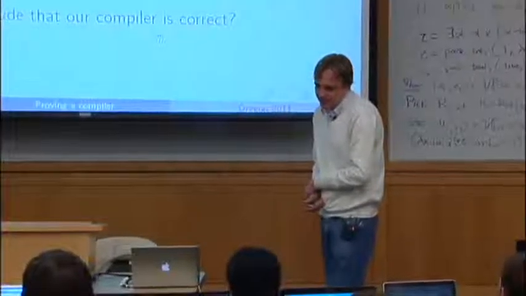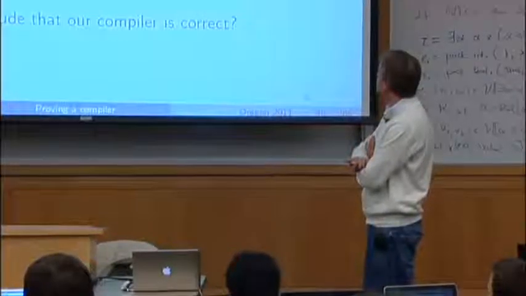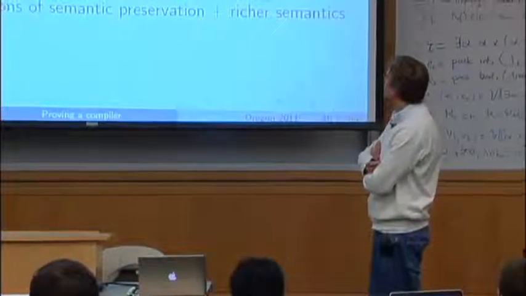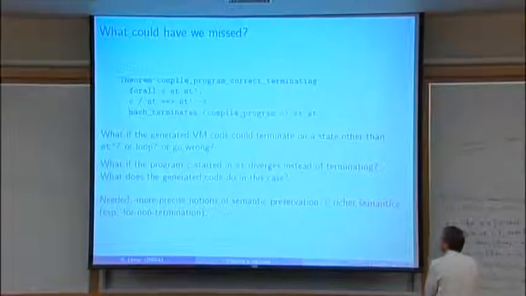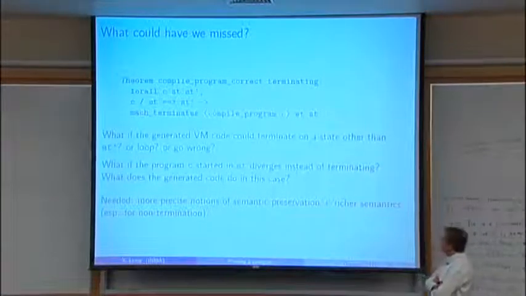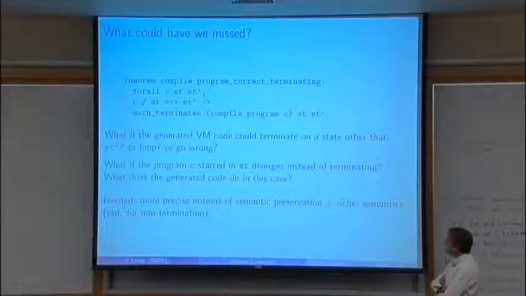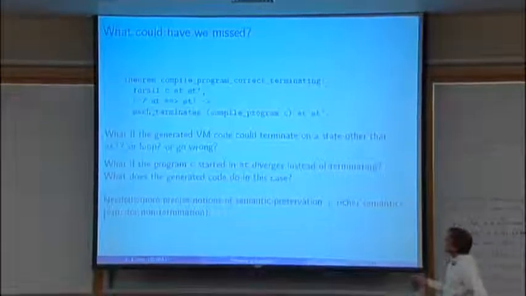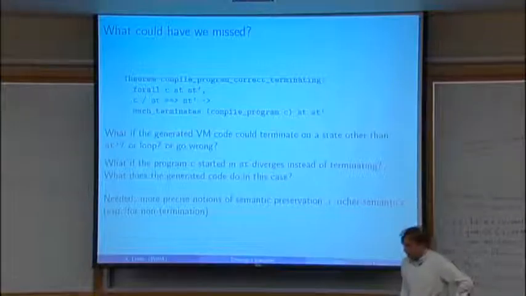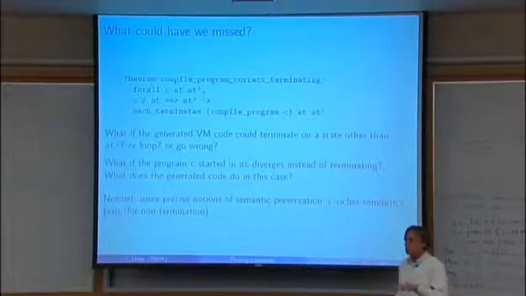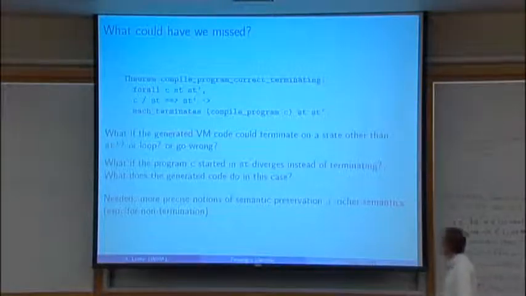All right. So yeah, that's what we get, and let's see what did we miss, or what could we have missed? So we know that if the command terminates, then the machine has one good execution, okay, where it goes from st to st prime and stops cleanly.